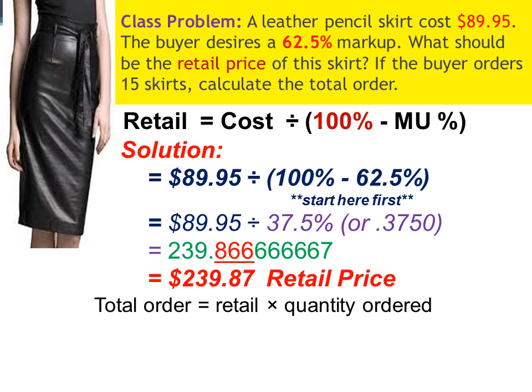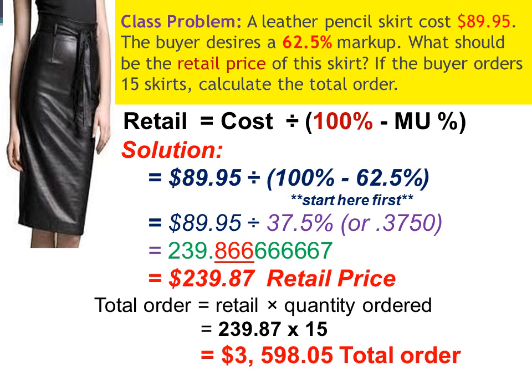The formula for the total order is your retail price, which we just calculated, times the quantity ordered. So we're going to lay out our formula like this: 239.87 times 15, which is the quantity ordered. You multiply. So the final total order on this skirt will be $3,598.05.